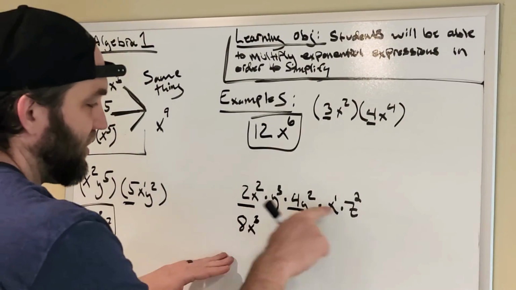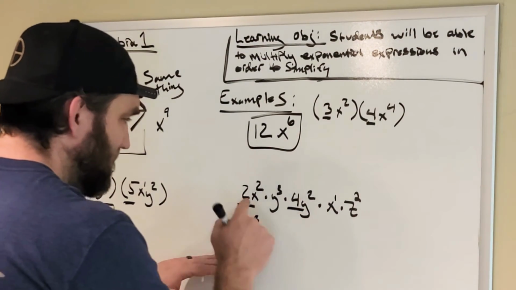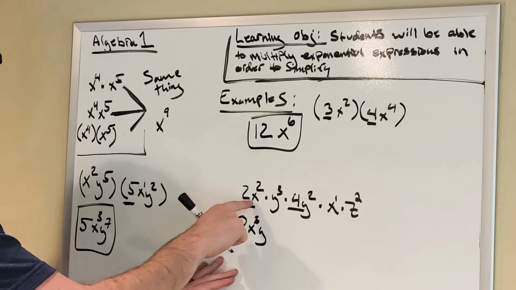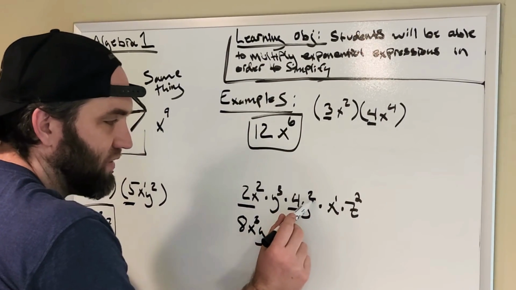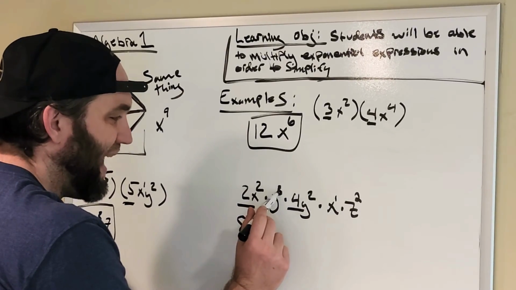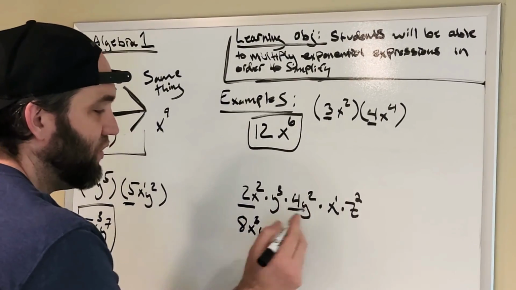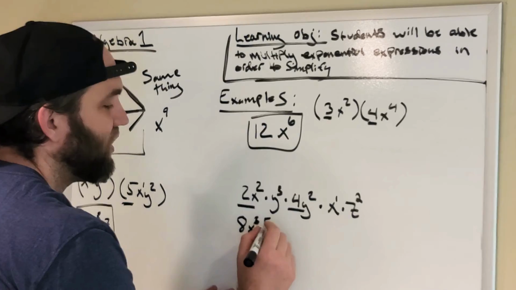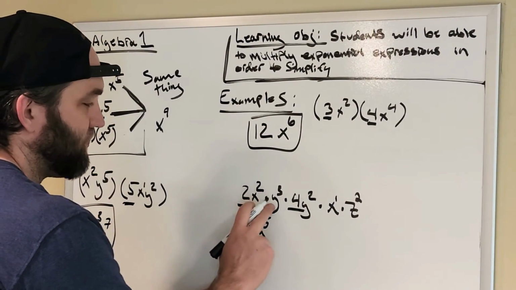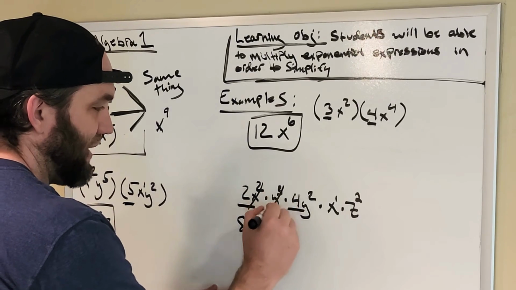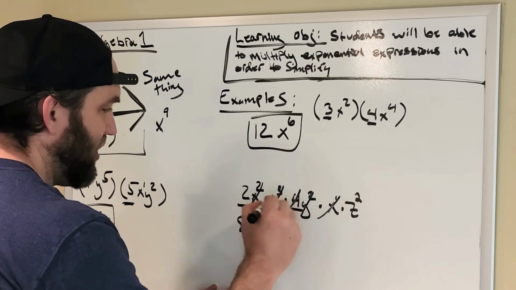Now, what's my next variable? My next variable is going to be y. Just looking in order, I have an x here, then I have a y, and to the 3rd, and then squared. Okay, so I'm going to add my 3 and my 2, and I'm going to get y to the 5th. And then so I have my x's, cross these out, I have my y's, my constants.